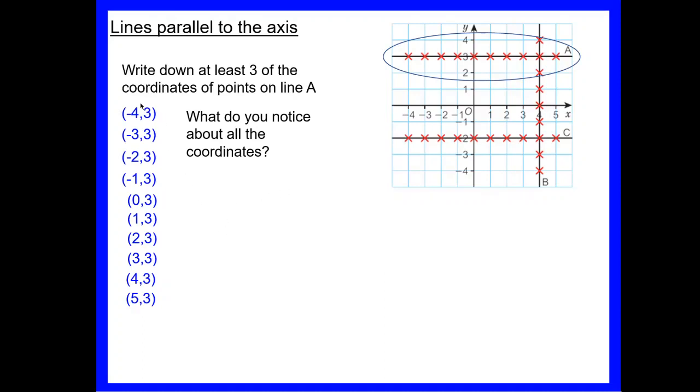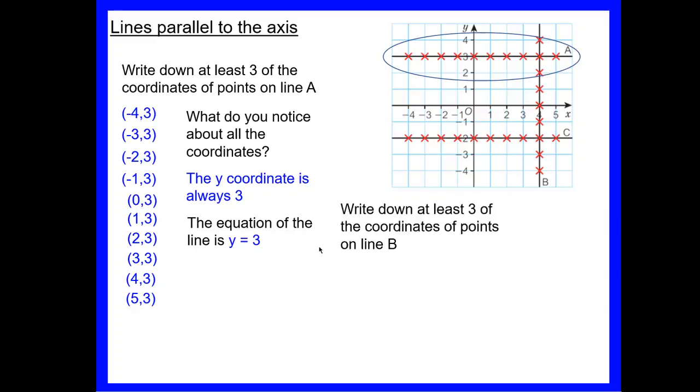If we look at all of these coordinates, we've got our x coordinate here, and we've got our y coordinate here. And hopefully you notice that the y coordinate is always the number 3. So for every single point, doesn't matter which 3 you've chosen, the y coordinate is always 3. And so we would say the equation of that line is y equals 3. So we're naming it based on the fact that this number is the same throughout. The y coordinate is always equal to 3.